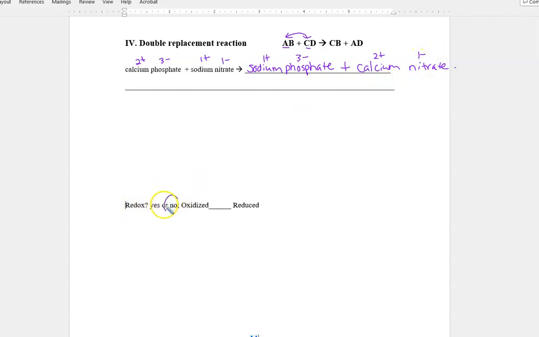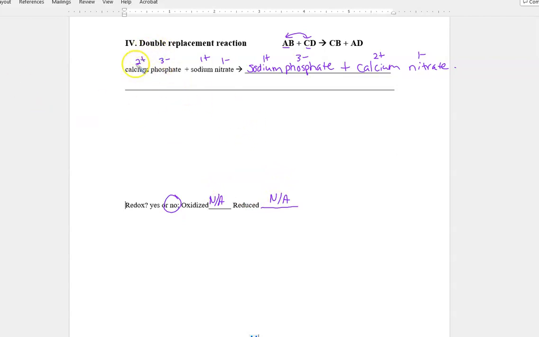Double replacements are never a redox. Out of all your 5 types, this is the only one that is not a redox. So this is not applicable, not applicable. We do not need to put anything in that. So you can put NA, or you can put dashes, or you can put X's, but just don't put any elements in there, okay? So not applicable if it's not a redox. There's nothing that's being oxidized or reduced.